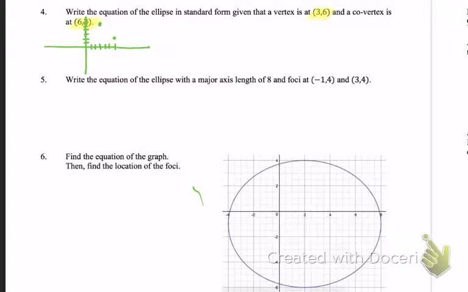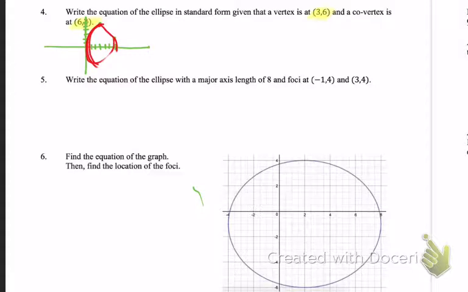So I have a vertex and a co-vertex, and I know that my vertex is going to be my major length, so this is going to be the longer one. So my ellipse is going to look something like this. That's kind of the best picture that I can do. Probably should have come in like right here. Not an artist, sorry. Let me erase this part just a little bit. There we go. Looks pretty good.